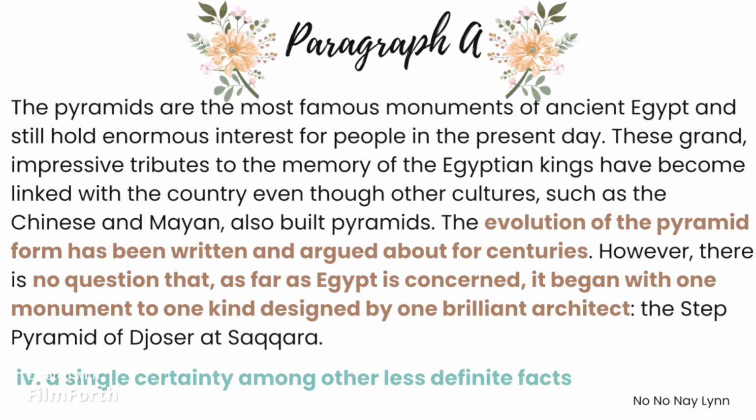Now, if you don't remember the headings, feel free to go back. But this one, the main point, the evolution of the pyramid form has been written and argued about for centuries, says there have been uncertainties. But the explanation says there is no question that, so it states certainty, as far as Egypt is concerned, it began with one monument to one king, designed by one brilliant architect.